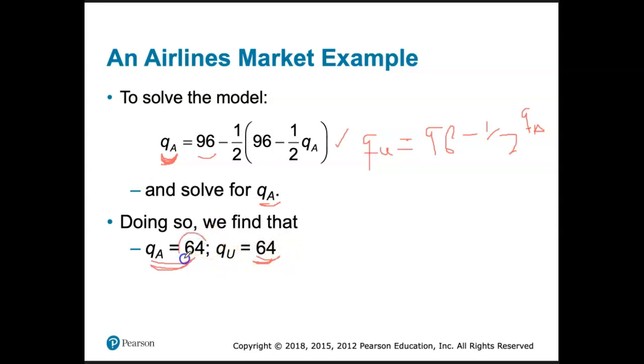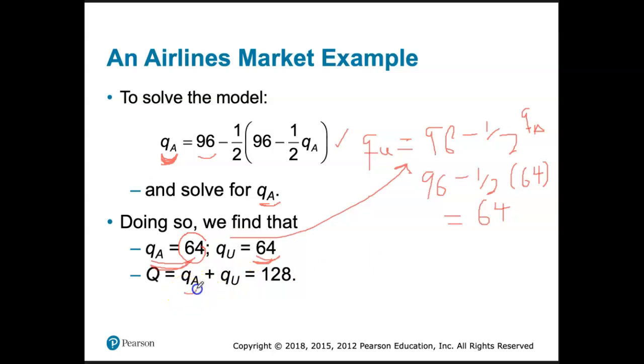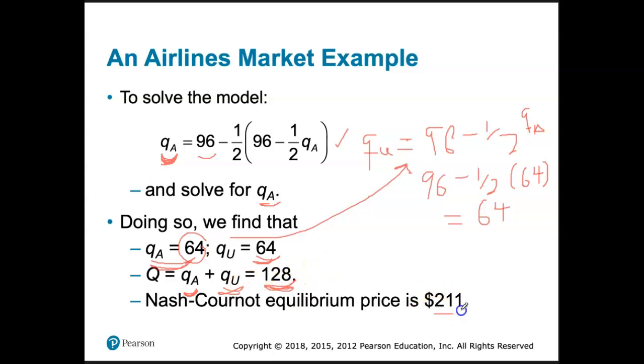Once we find this 64, we plug it into the QU function. So it's going to be 96 minus half times 64, and you should get 64. Now we can find the total market quantity, which is the quantity from American Airlines plus the quantity from United Airlines, 64 plus 64, and that's 128. And we can also find the Nash-Cournot equilibrium price, and that's going to be 211.